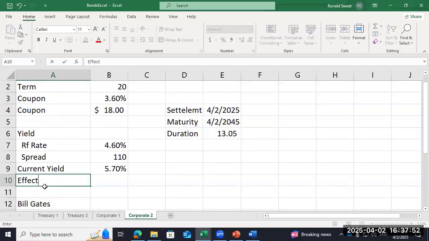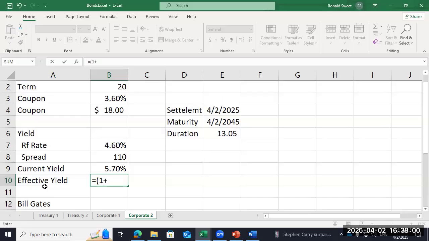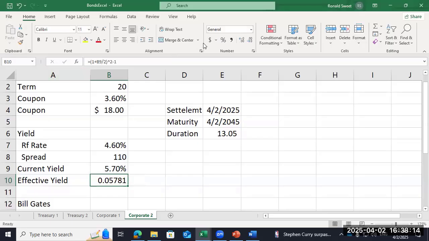So the effective yield, anybody remember that formula? We got to do something before that. But you're right. Divide by 2, to the 2, minus 1. Yeah, pretty close. And then you'll get a number higher than the yield.